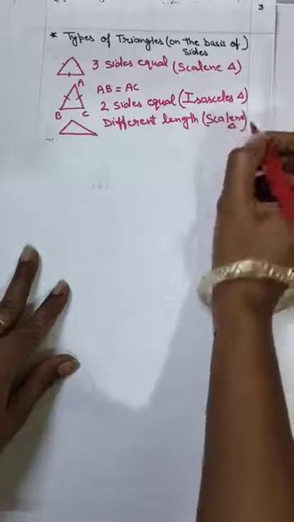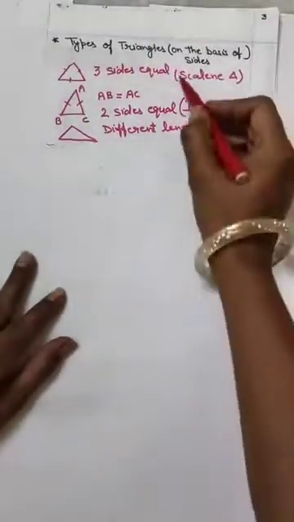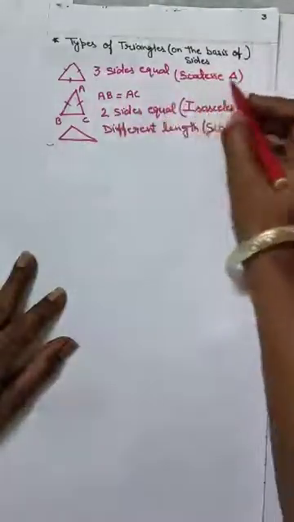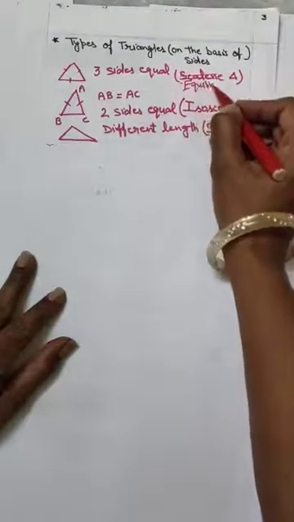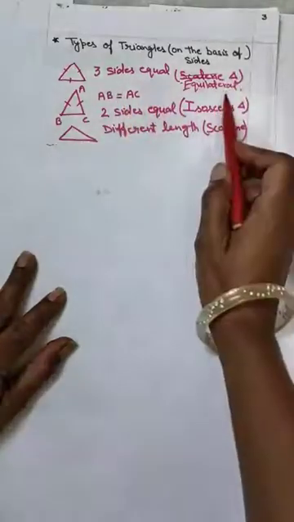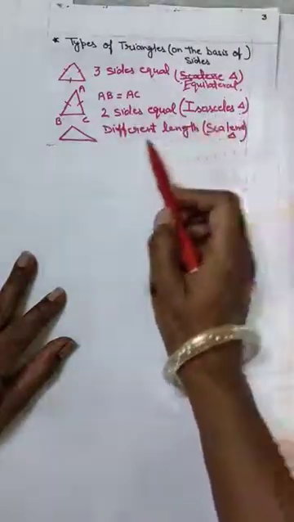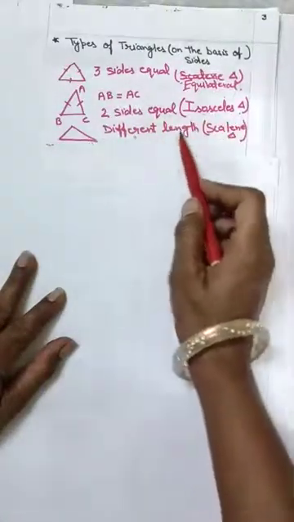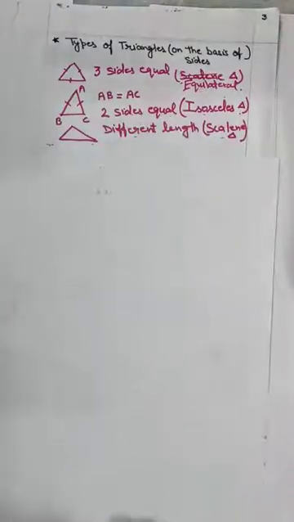Let us repeat once. If all the three sides are equal, sorry, here it is not scalene. If three sides are equal, then it is an equilateral triangle. If two sides are equal, then isosceles triangle. If all the three sides are of different length, then it is a scalene triangle. This is the classification of triangle on the basis of sides.